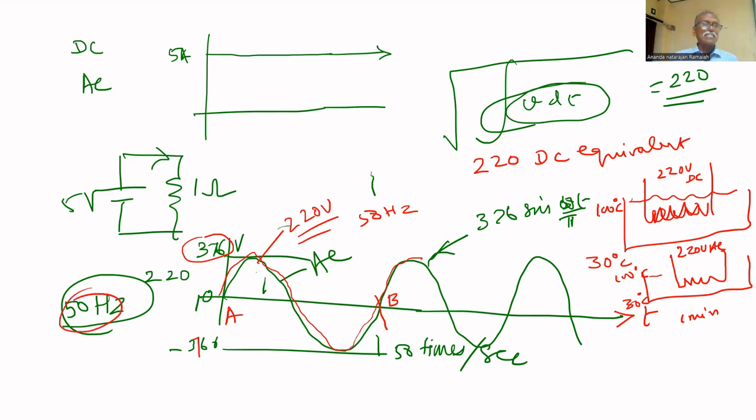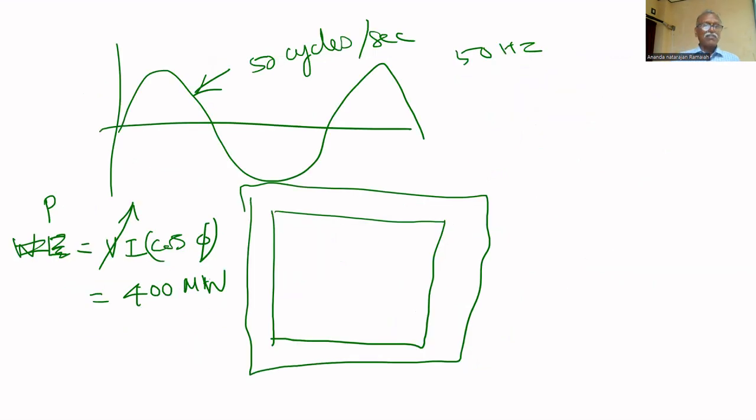Why they are using AC instead of DC means some advantages are there. Transmission becomes simple. We have seen another example. In NLC, one alternator, meaning one generator, we call it an alternator, of 400 megawatts. 400 means 400 into 10 to the power 6 watts. A 400 megawatt generator produces power.